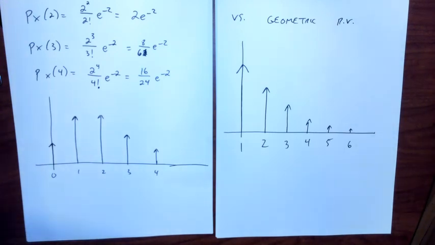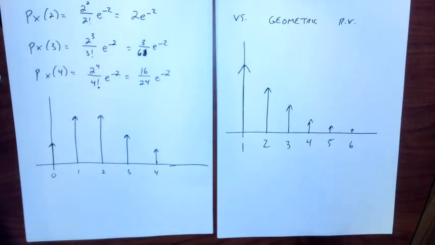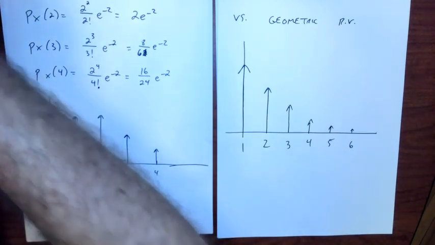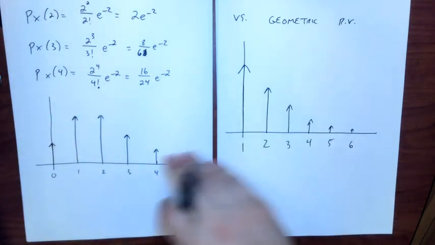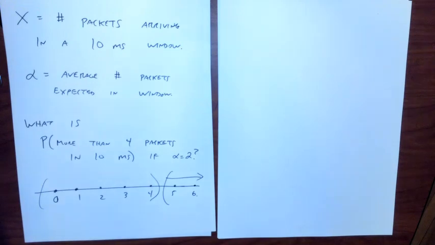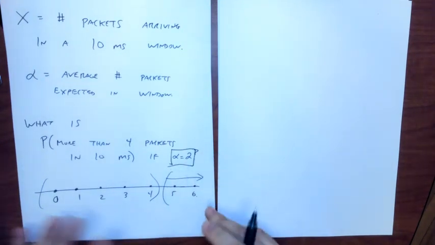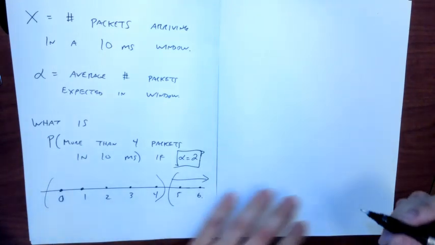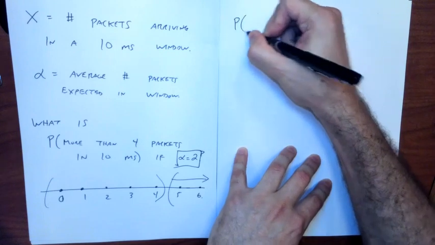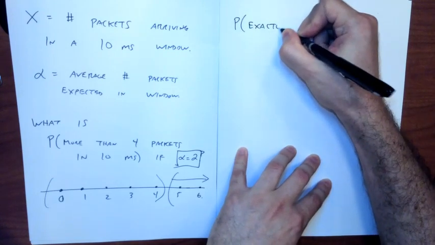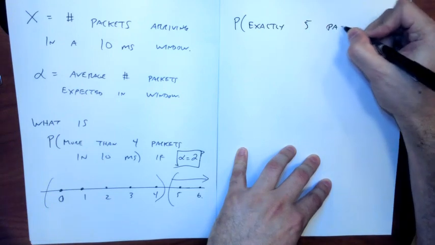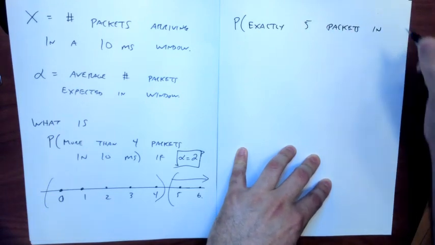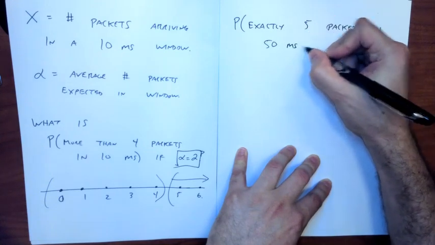Another classic probability question is, I give you a Poisson random variable. The way I set this problem up was to say, let's suppose I have a situation where alpha equals 2. That's the number of packets that I expect in a 10 millisecond window. Now suppose I ask you, what is the probability that I get exactly 5 packets in 50 milliseconds?